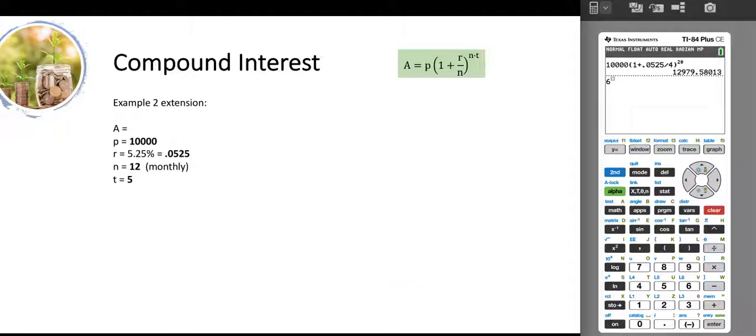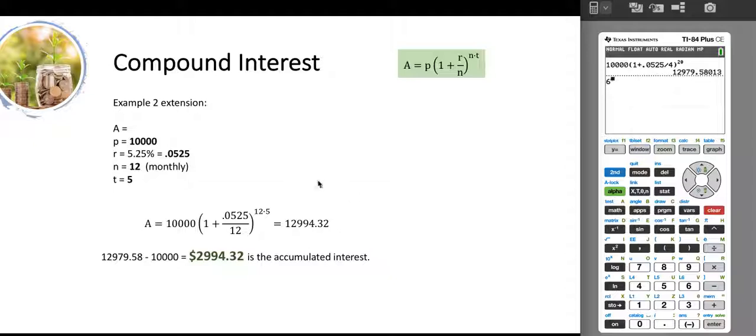Okay, so I want to expand on this. What if the interest is going to be compounded monthly? So you would think if it's compounded monthly, well, whoa, it was 4 times a year before, now it's monthly, I'm going to be making oodles of cash. So let's put the numbers in the formula, and you'll notice that the accumulated amount was $12,994.32. Definitely more money, but not necessarily a lot more money, okay?